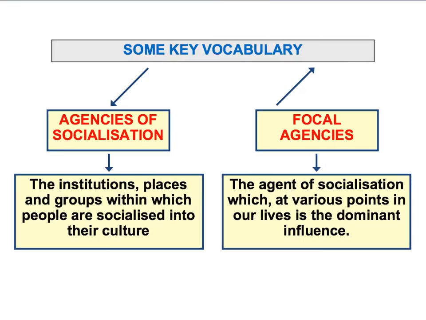Now in the exam it's really important to use the correct jargon. So when you're describing the institutions, the places, the groups within which people are socialised, make sure that you try to use this particular term. These places are called agencies of socialisation. So we can describe the family as the primary agency of socialisation because this is where that process of cultural transmission begins. And then if we're talking about the role of other institutions, such as schools, we can describe them as secondary agencies of socialisation.